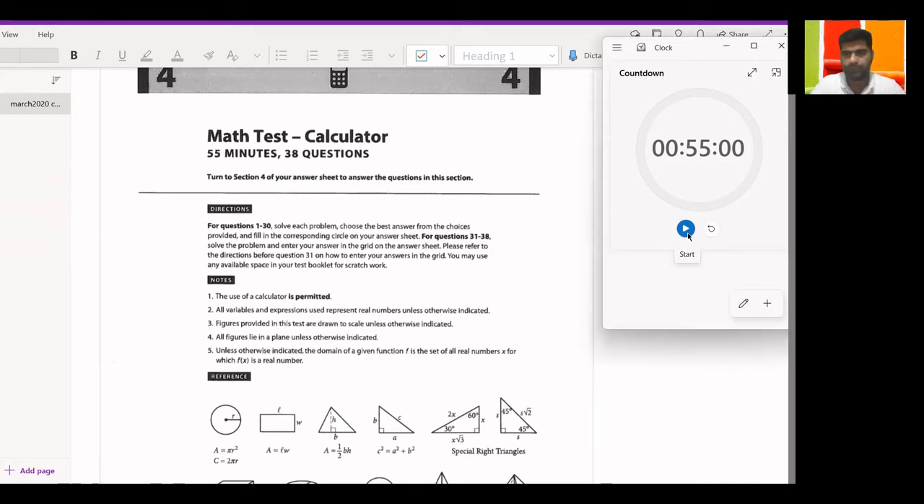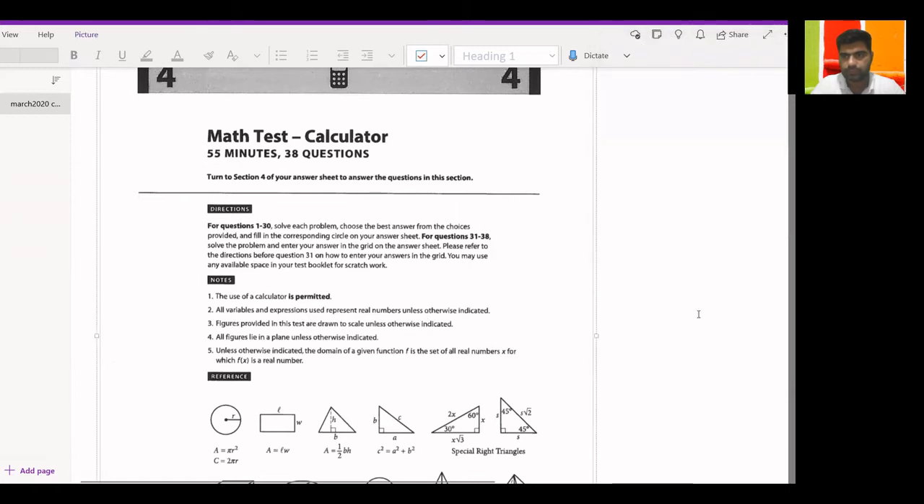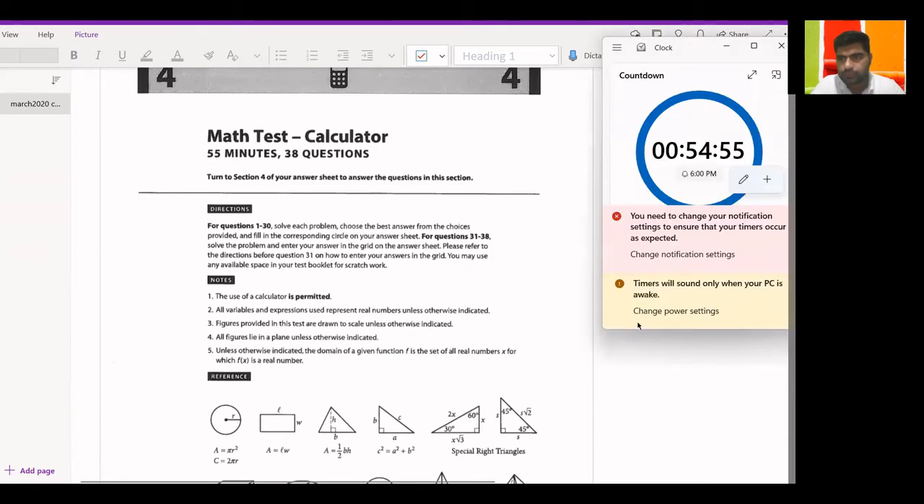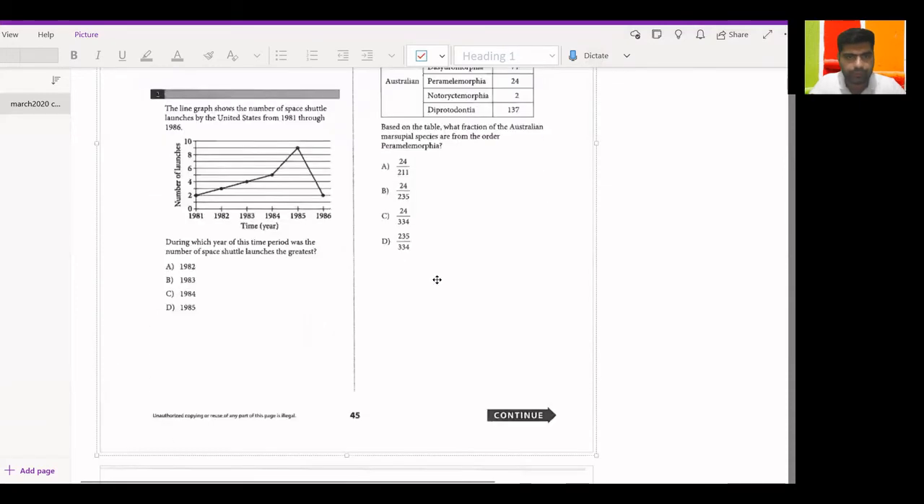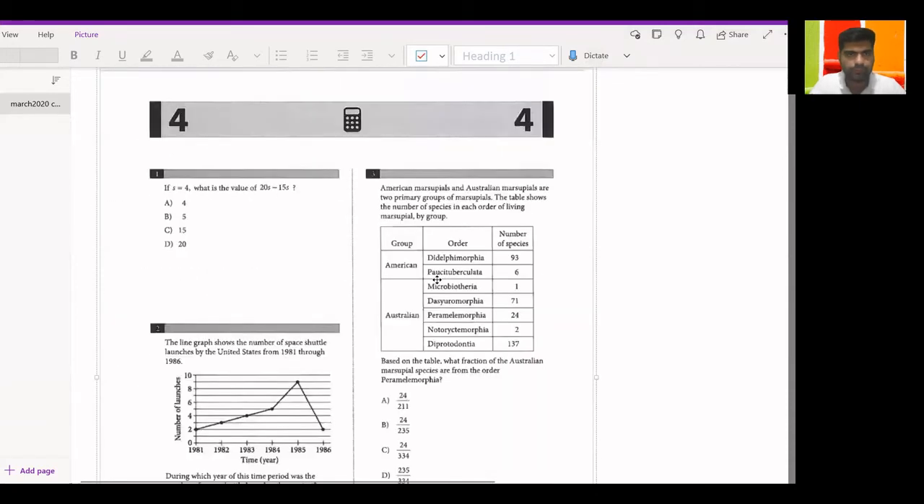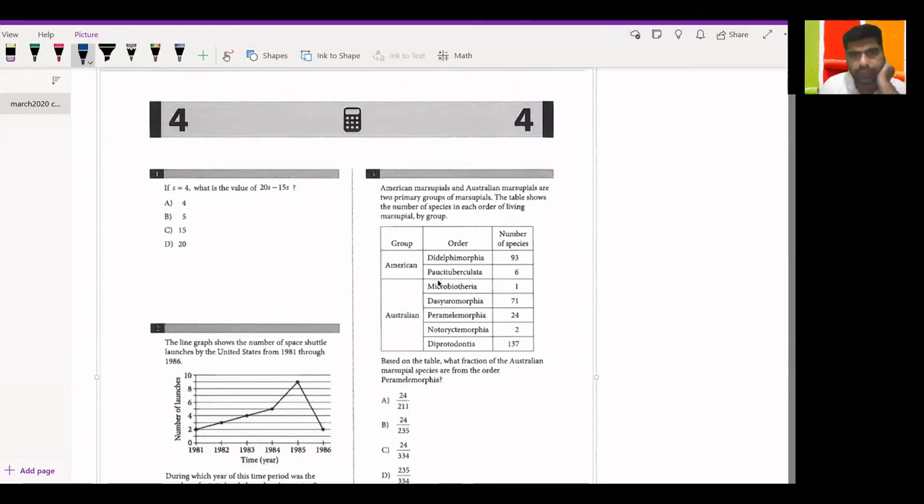So let's start. Okay, I'm getting some weird things here. I'll take care of it later. S is 4. So 20s minus 15s is 5s. 5 times 4 is 20.